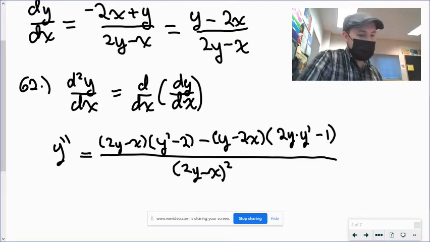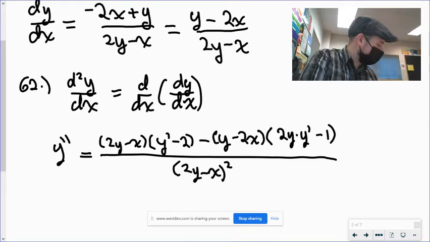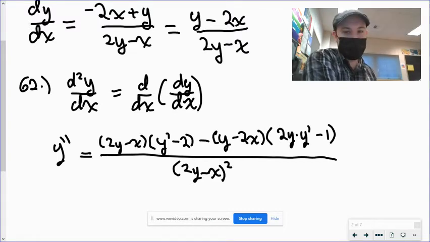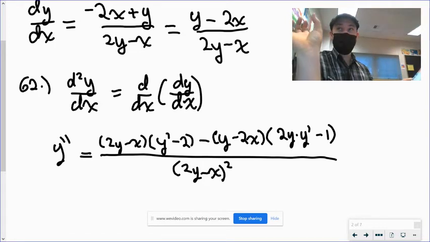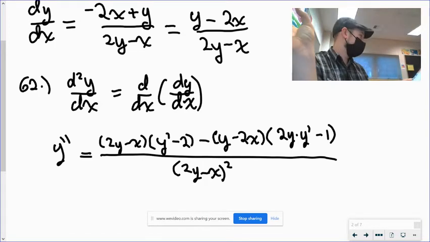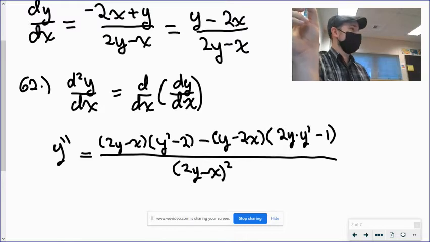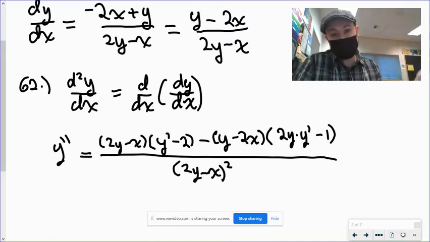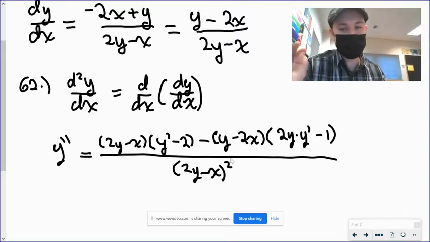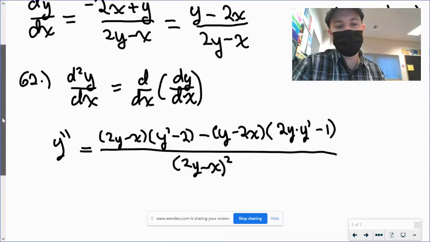And I'm going to peek at the answers for 62. Yeah, most of the answers in problem 62 for the multiple choice have the denominator in terms of the quantity 2y minus x. So I'm not going to expand it. I'm not going to square my denominator, which is often the case. We usually are just simplifying the numerator.